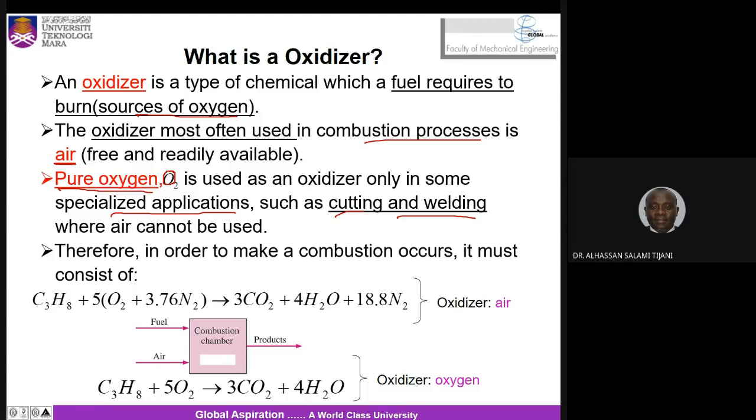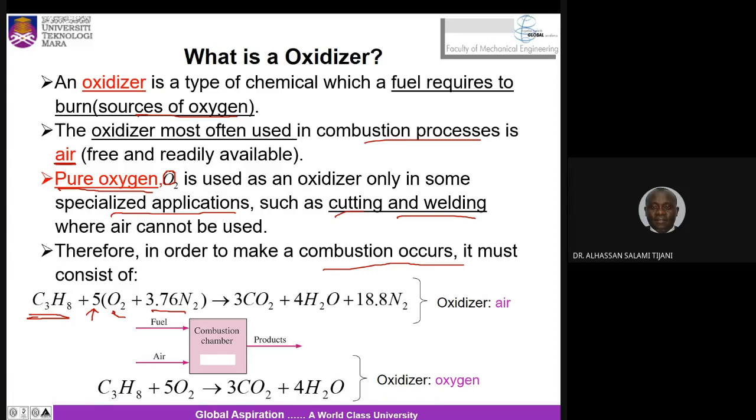In order to make combustion occur, one of the primary conditions for combustion to take place is that there should be oxygen and fuel. So assuming we take propane, and then we add it to a certain amount of air. This is the stoichiometric coefficient of the air. Now the air consists of oxygen and nitrogen. I will explain this in detail later on.